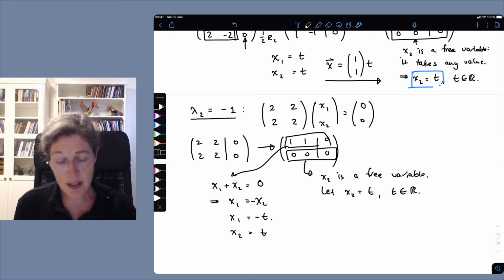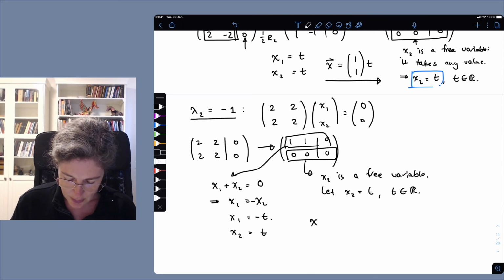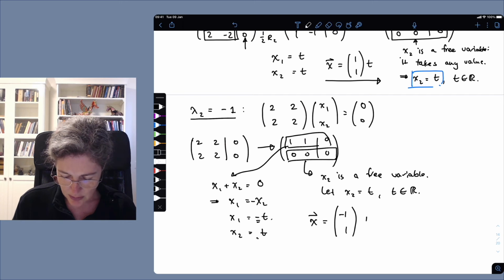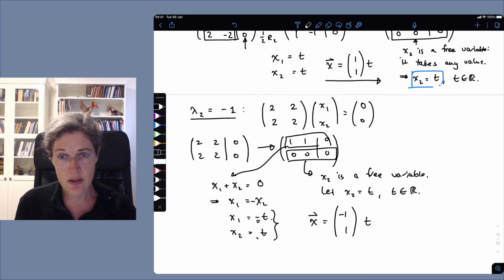Putting this together in vector form, we have that our vector x is equal to (-1, 1) times t. So it's fine if you leave things in the previous form, or you can put it in vector form like that. Again, you see we've got a whole family of eigenvectors for the eigenvalue -1.